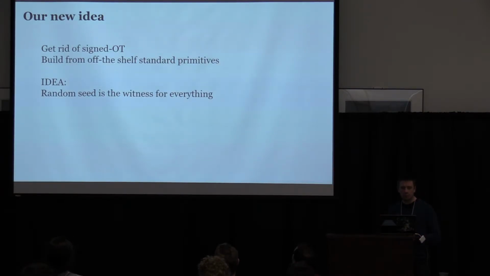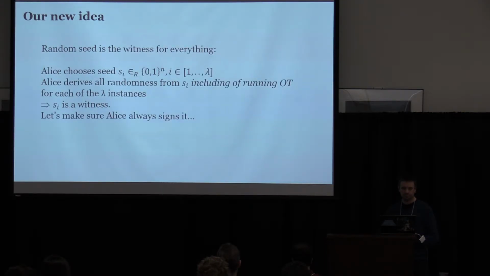So the new idea is to get rid of all we know and start from scratch. Build from standard primitives, standard OT, standard everything. The main idea is that we're going to de-randomize everything as much as we can, and the random seed that is used for this construction is going to be the witness for everything.